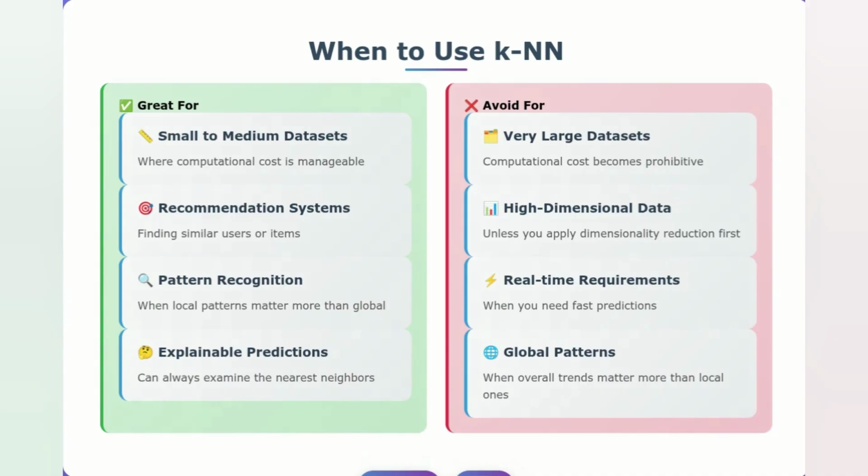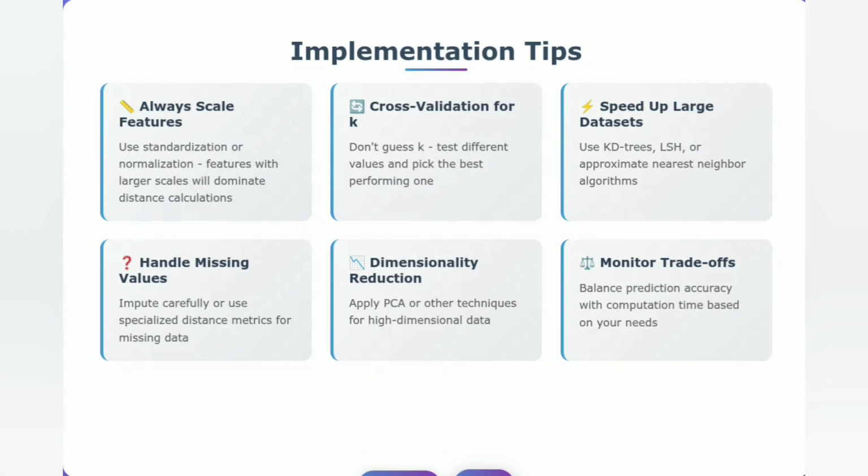However, avoid KNN for very large datasets, high-dimensional problems without proper dimensionality reduction, or when you need real-time predictions with strict latency requirements. It's also not ideal when your data has many irrelevant features or when global patterns are more important than local ones. Here are some practical tips for implementing KNN effectively.